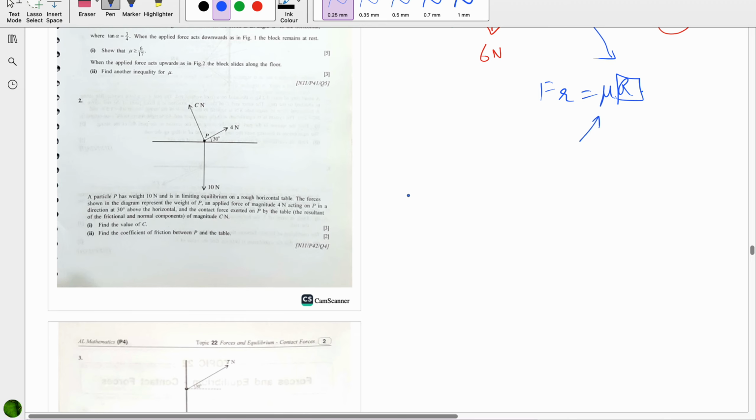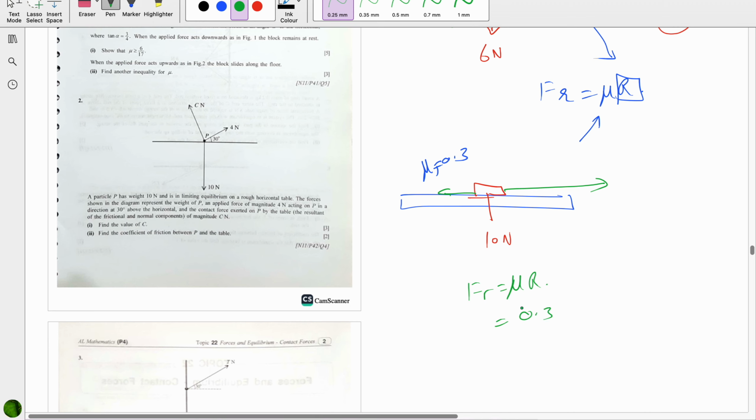For example, suppose we have a surface and you place an object whose weight is 10 newtons, and it is given that the coefficient of friction is 0.3. So what would be the friction? That would be F equals mu R. Mu is 0.3, R is 10 in this case, and friction would be 3 newtons. So if we apply a force equal to 3, the object will not move. If this force exceeds 3, the object will accelerate because we'll have a net force.